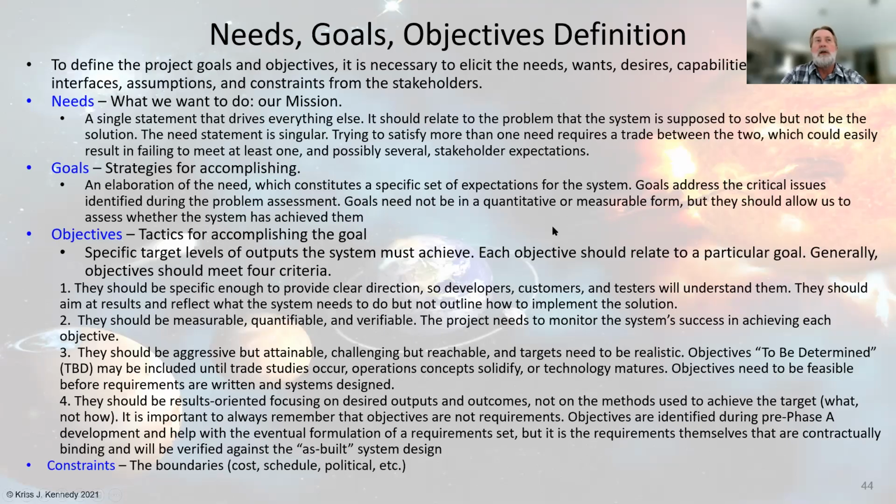They're goals. Now, the objectives are the tactics for accomplishing the goals, and they want to be specific. They want to be something that you can relate to and is measurable, and it should relate to a particular goal. They should meet these basic four criteria. They should be specific enough to provide clear direction. They should be measurable, quantifiable, and verifiable. They should be aggressive but attainable, challenging but reachable. And they should be results-oriented, focused on desired outputs and outcomes.